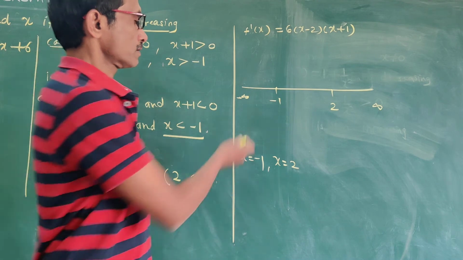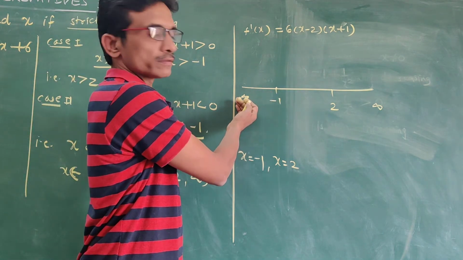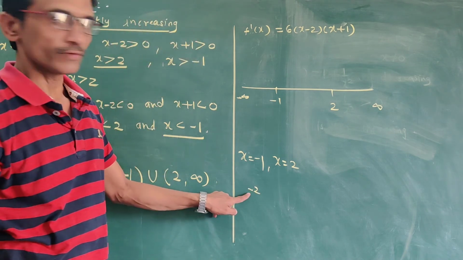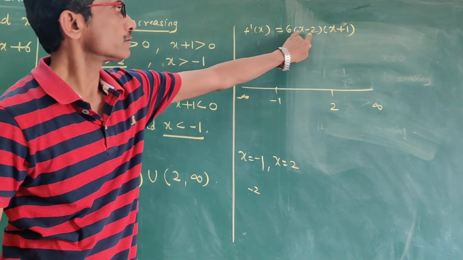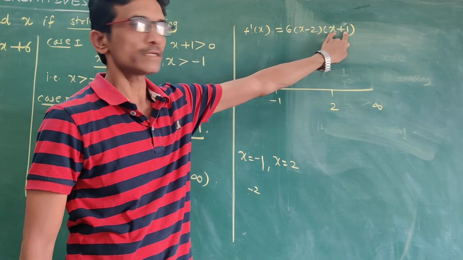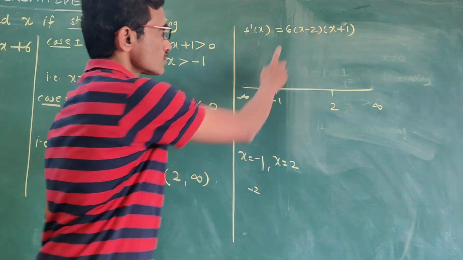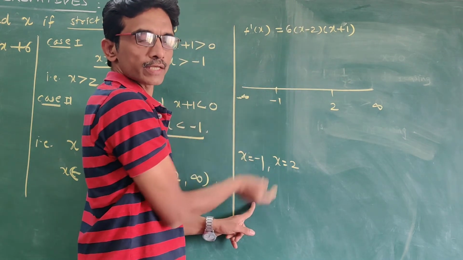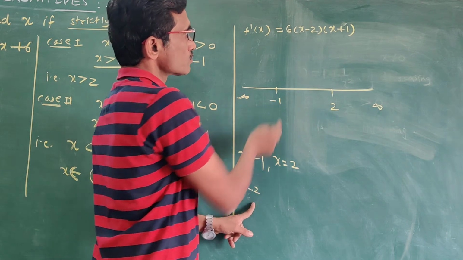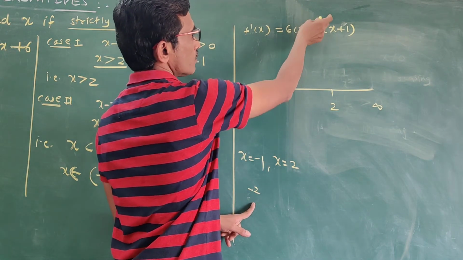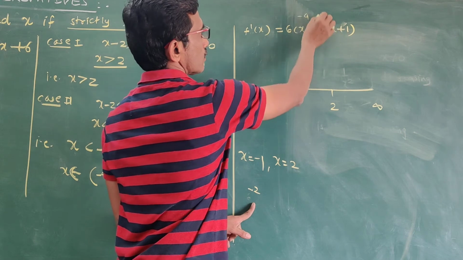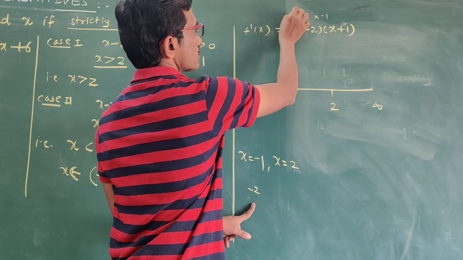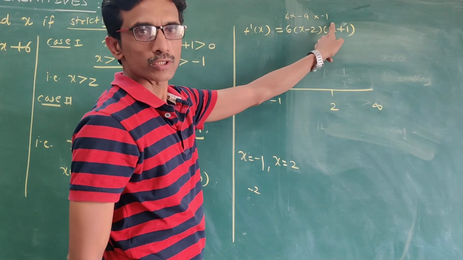Suppose we take here x is less than minus 1. For example, we are taking minus 2. If you put x is equal to minus 2 over here, this gives minus 4 and here it is minus 1. So this gives what? If we take for example less than minus 1 value, x is equal to minus 2. अगर minus 2 लिया तो यहाँ पे आएगा minus 2 minus 4 और ये minus 2 and plus 1 is minus 1 and this is what 6. So clearly we are getting positive value.